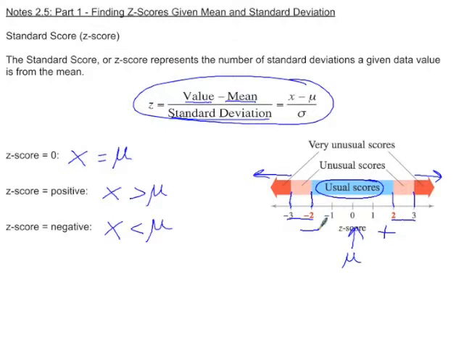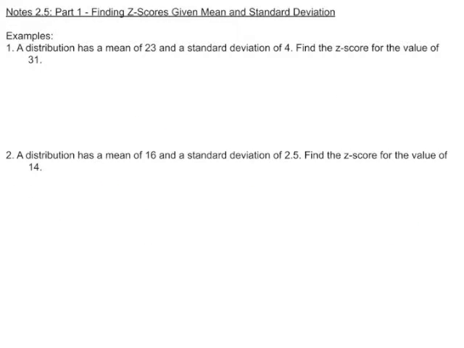Let's use this formula now and look at some examples with calculating z-scores. In example 1, we have that a distribution has a mean of 23 and a standard deviation of 4. We want to find the z-score for the value of 31. So let's look at our z-score formula.